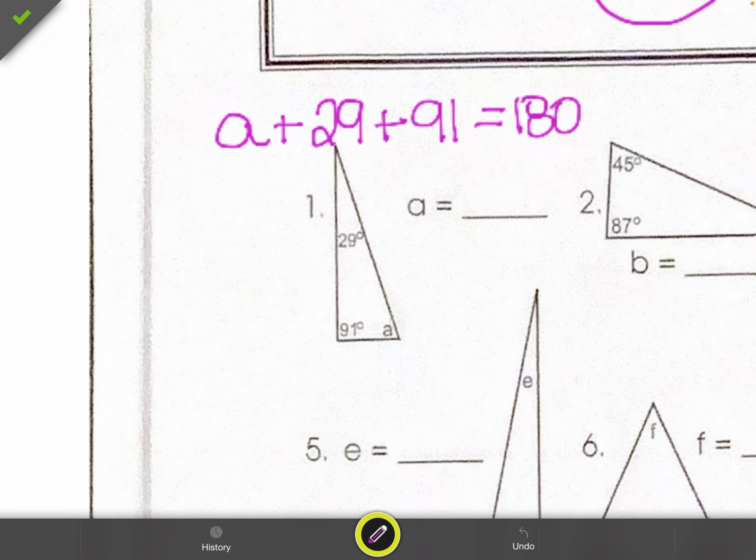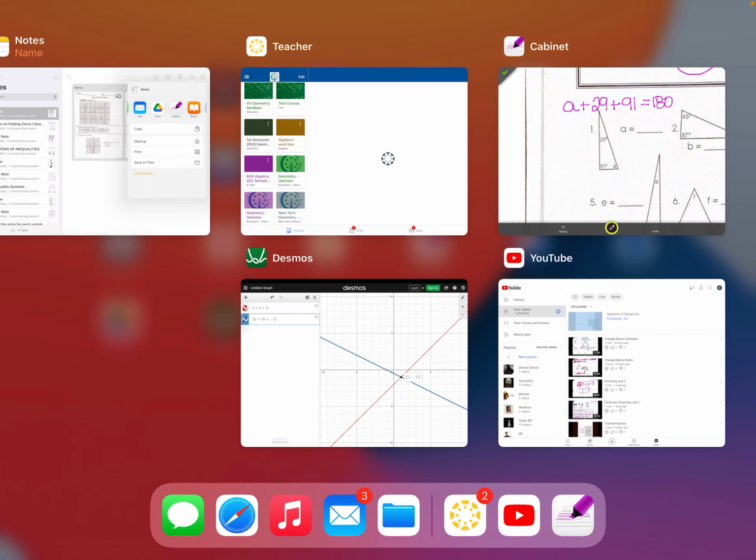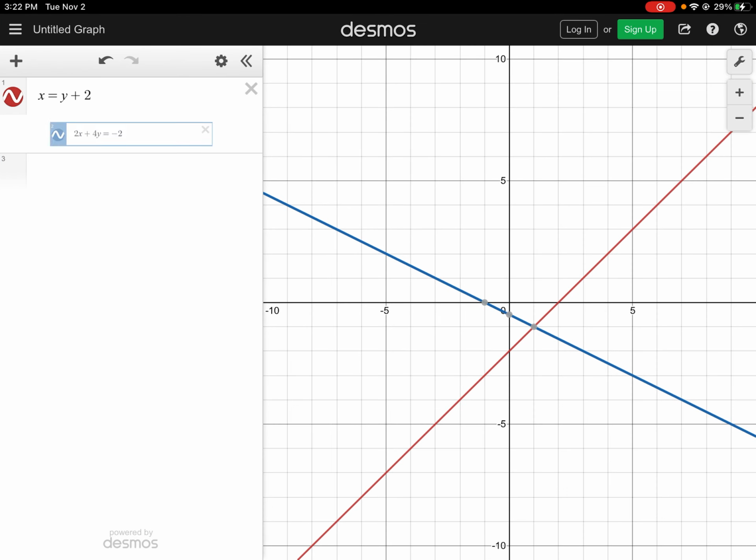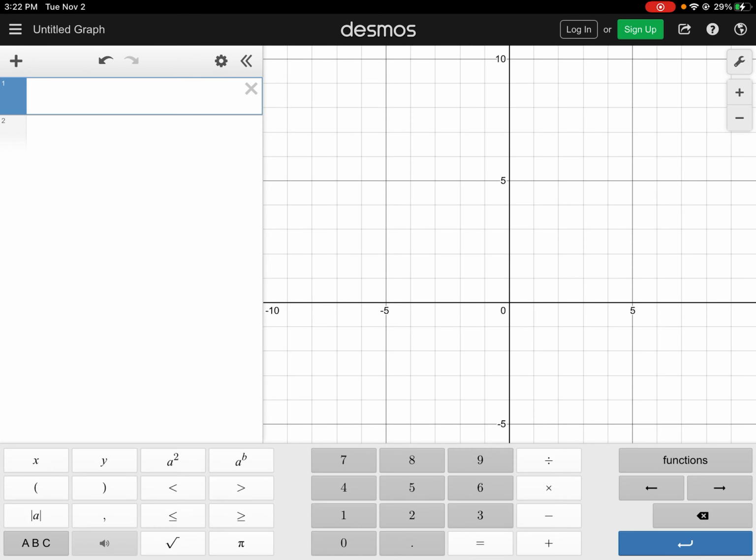Now just remember, when we type this in Desmos, we don't want to use A, we want to use X. Our answer will be where the line crosses the x-axis, because Desmos is going to graph it as a line. So instead of A, we're going to use X. So X plus 29 plus 91 equals 180.